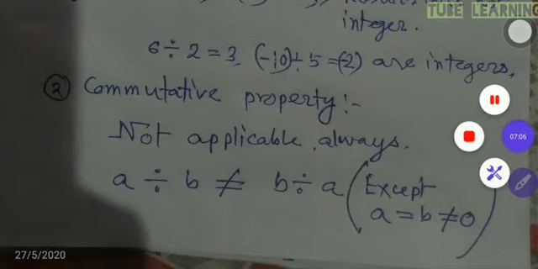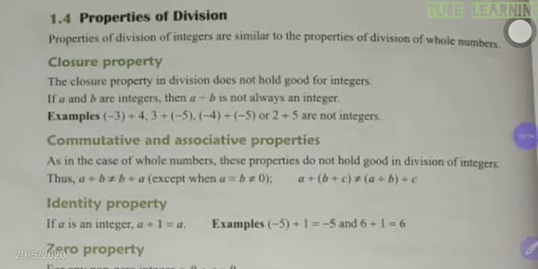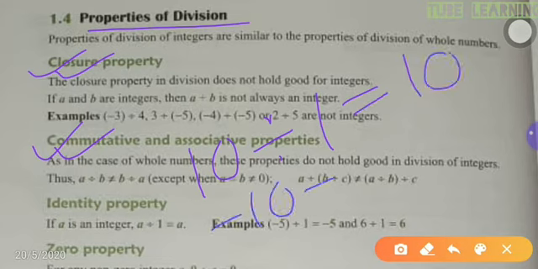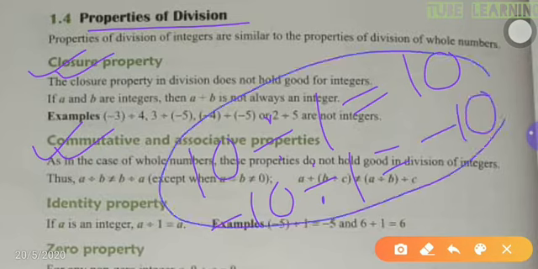Next, you see here in your book, some rules and properties are given. Open this one. Here you see properties of division. The closure property is not always applicable. The commutative property we got. Next is the identity property. Identity property means if you divide any integer by 1, you will get the same integer. Suppose I am dividing 10 by 1, that is equal to 10. Minus 10 divided by 1 equals minus 10. That means for any integer a, if you divide by 1, you will get the same integer. This is the identity property.